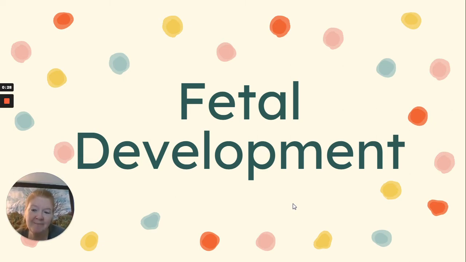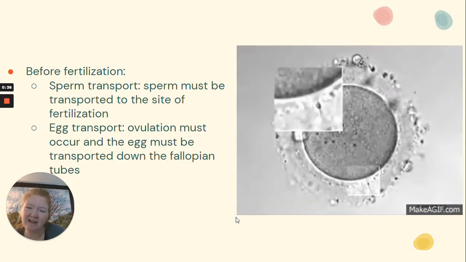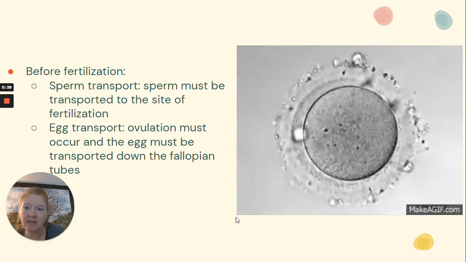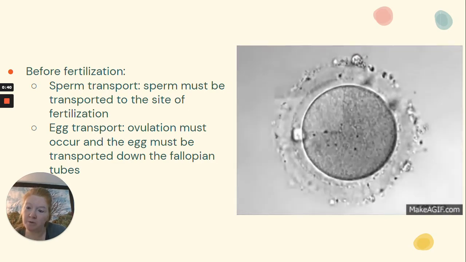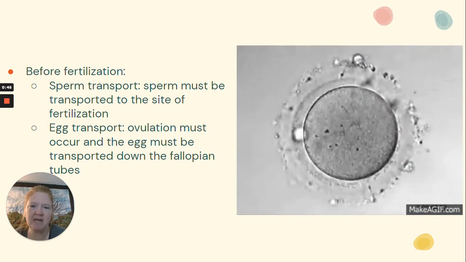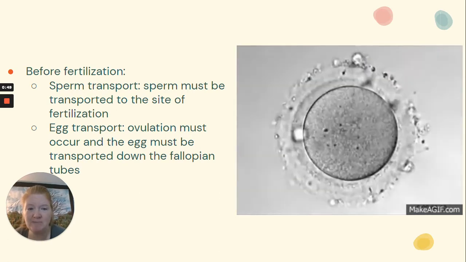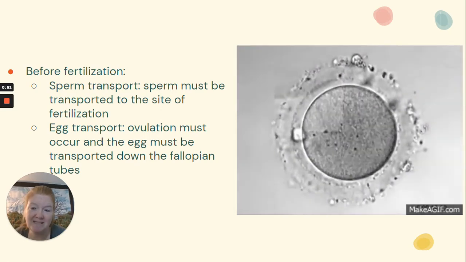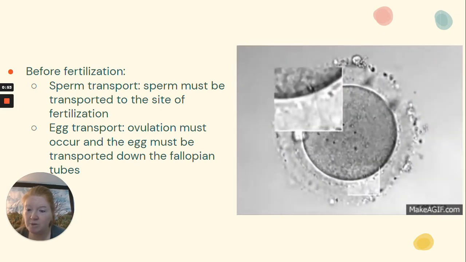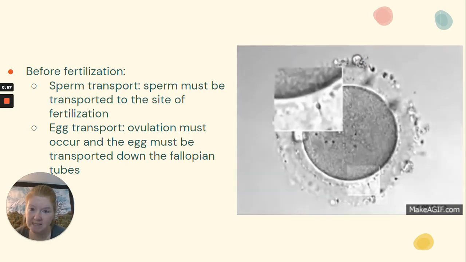Remember, the placenta is what is allowing nutrients and waste to pass from the parent to the developing fetus. Okay, so we're going to go through all of that from the beginning to birth. Before fertilization, a couple of key things have to happen. First of all, sperm transport. Sperm actually has to be transported from inside the epididymis, which is where sperm are growing and maturing after being produced in the testes.